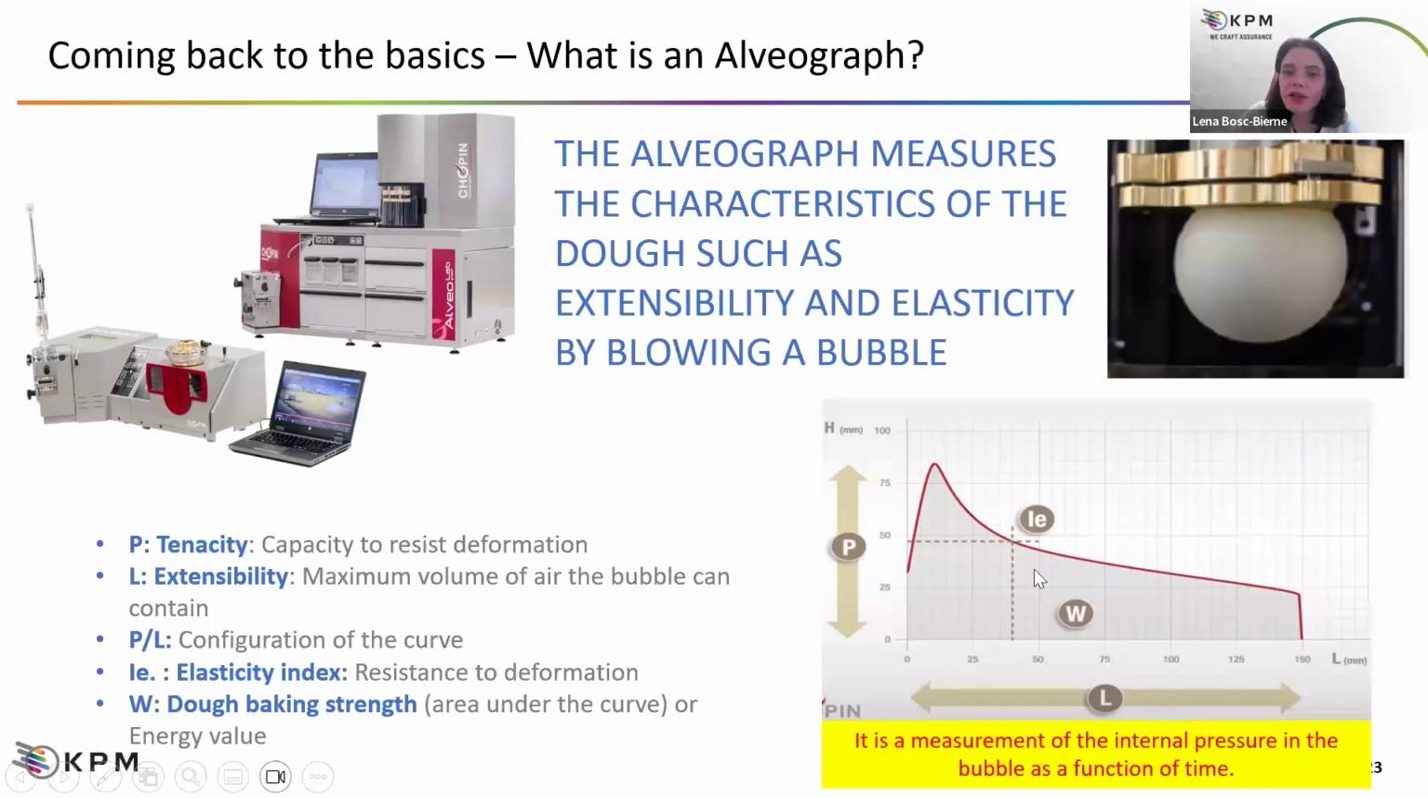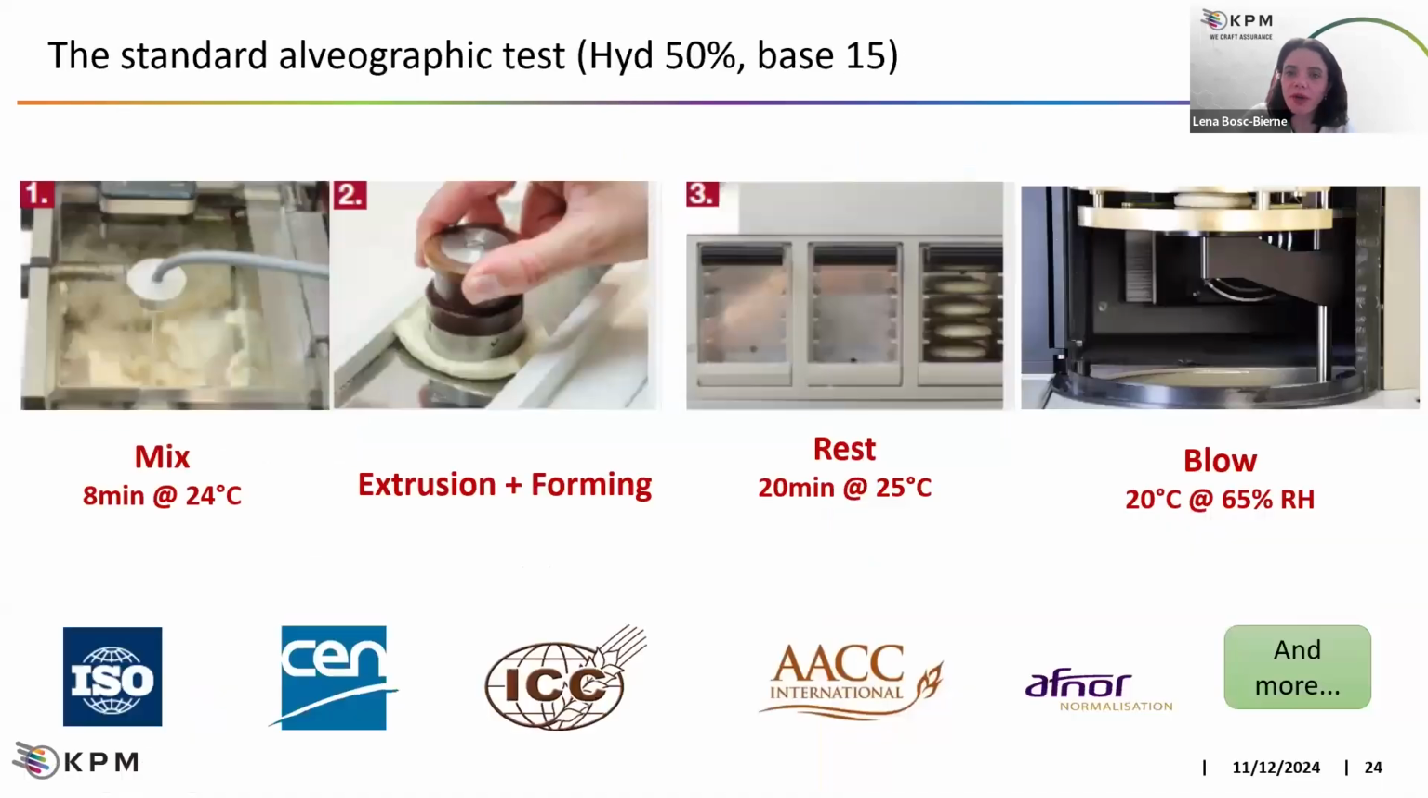And by doing that, we are measuring key parameters, again, such as the P value, which stands for the tenacity. We will measure the extensibility, which is the maximum volume of air that the bubble can contain, and so on. So I will describe all of those parameters a little bit more in detail just after. But the standard test is also quite straightforward. It's known for a very long time, so I will not explain it in detail.